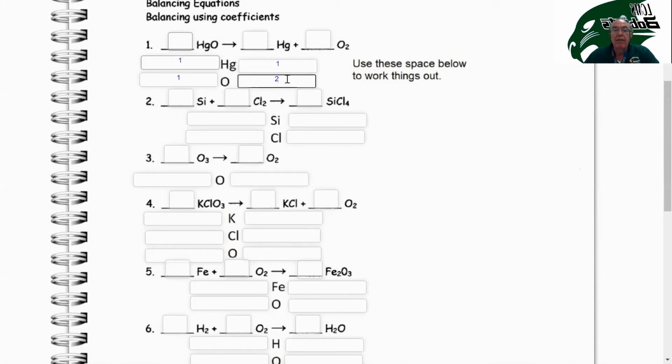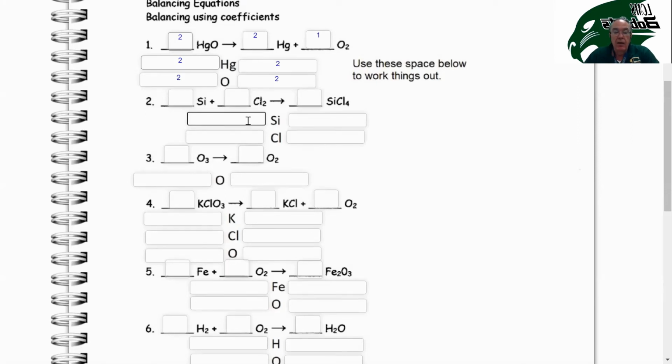So I see that I haven't got enough oxygen on the product side, so I'm going to try a 2 here. If I do that, that makes this a 2, makes this a 2. Okay, and now I see that I don't have enough mercury up here. I'm going to put in a 2 and a 1, makes this a 2, and it's balanced.